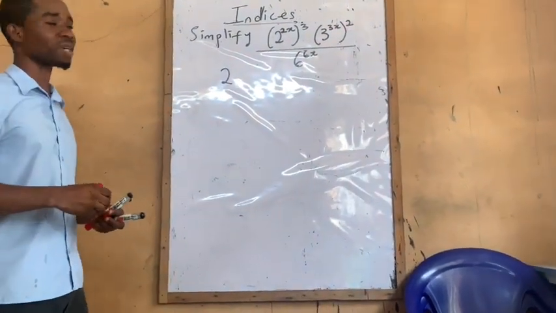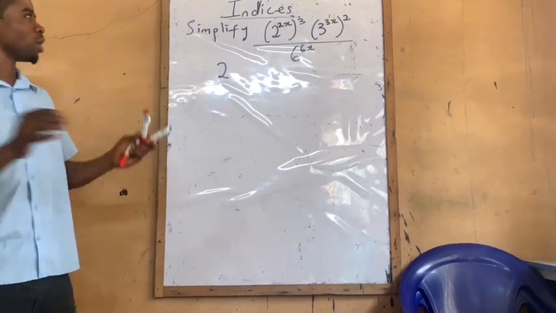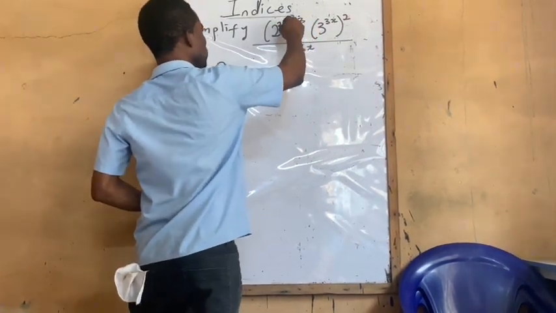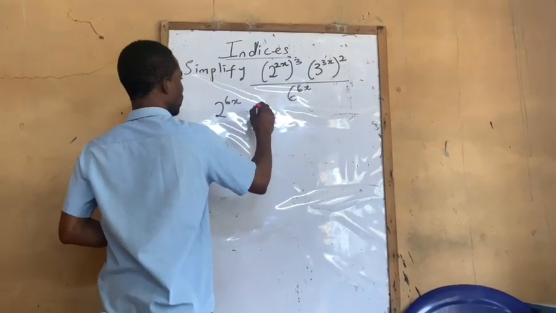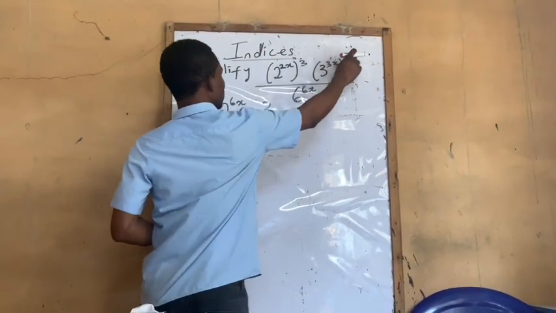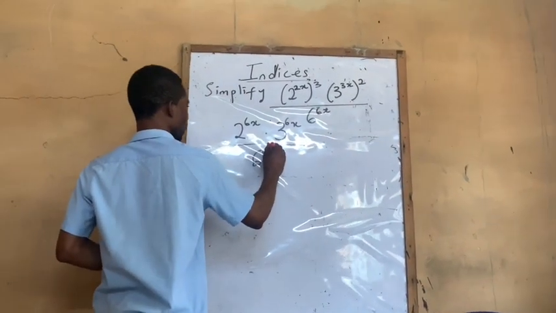There's one law of indices that says power of power. You just multiply the powers with the power. Now this is a power and another power. That is 2x times 3, that is 6x. 3x times 2, that is 6x. All over 6 raised to the power 6x.